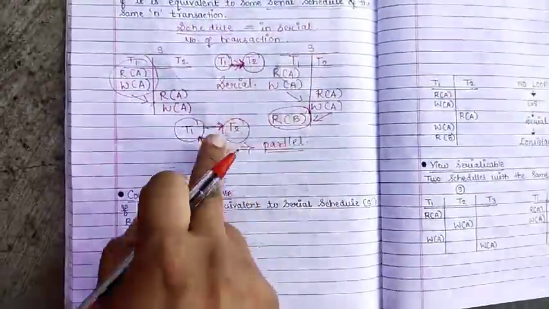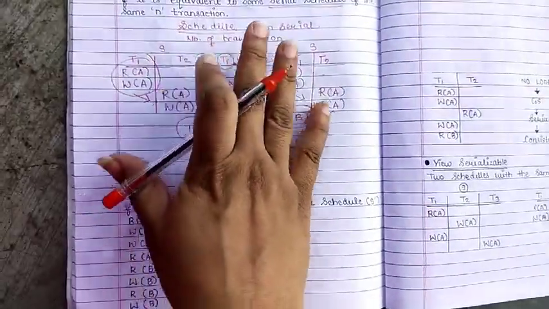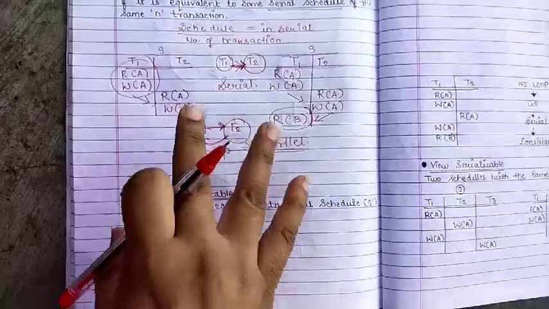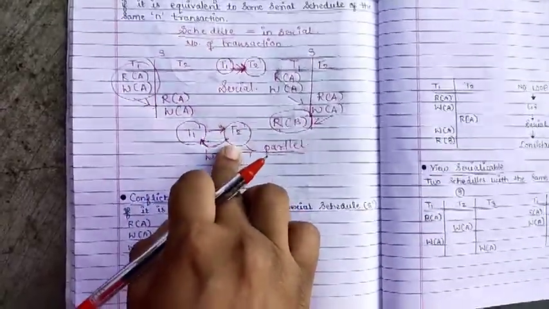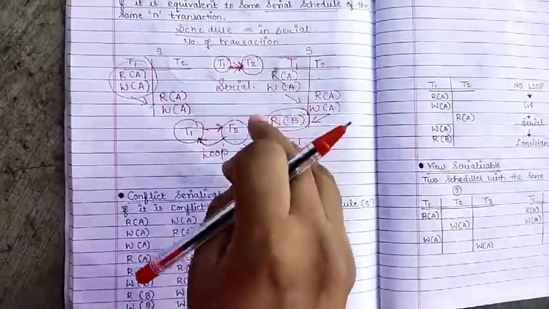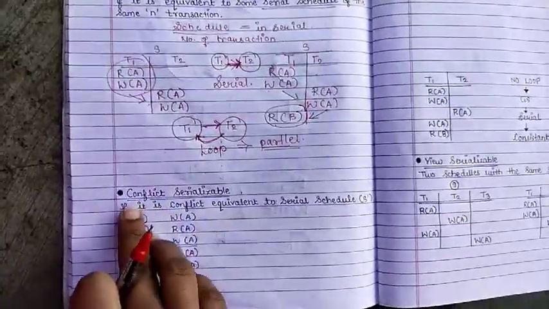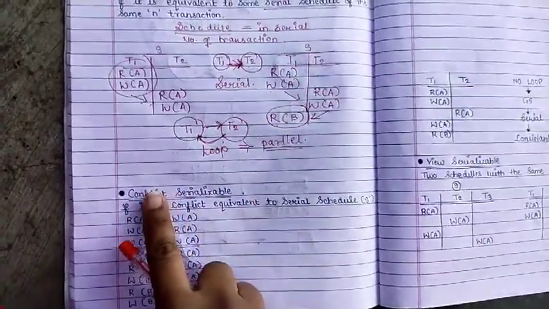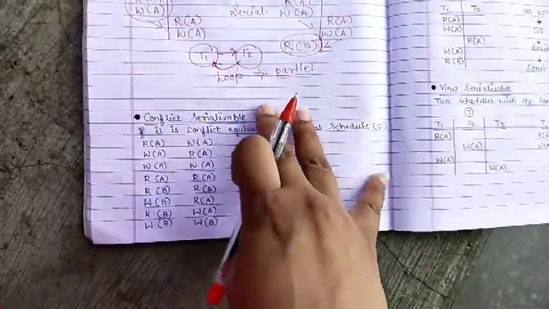Okay, now how to solve this problem? We need the schedule to be in a serial form, right? So when a schedule has some loop or is in a parallel form, what will be the solution for serializability? It is conflict serializability. There are two types of serializability, conflict and view. So let's see what we mean by conflict.